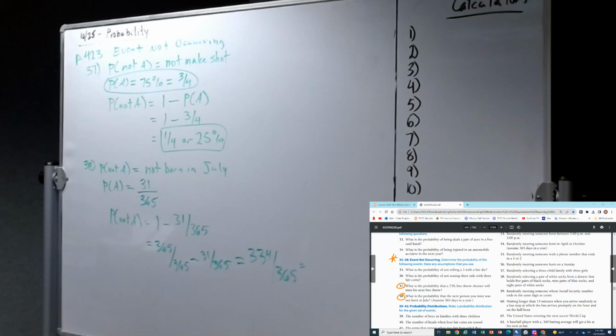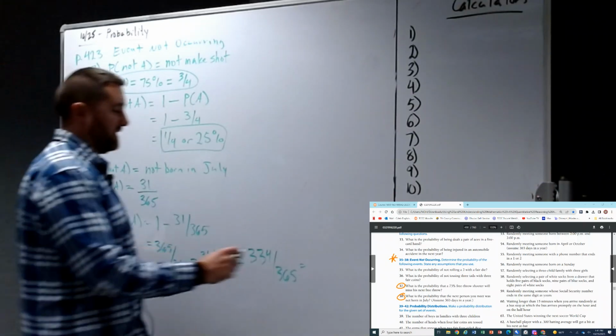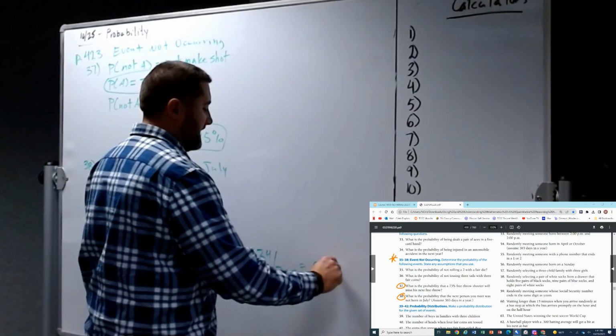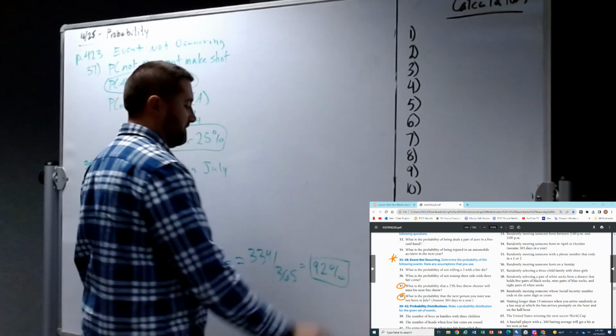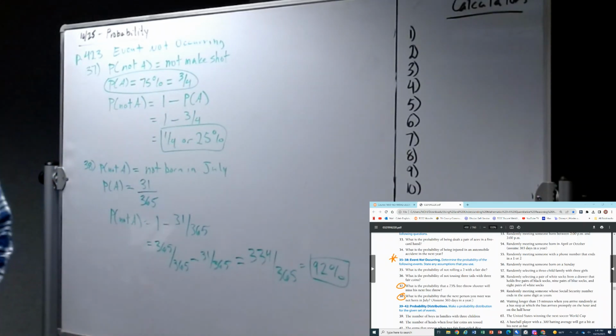I did, yeah, 334. So what percent is that? 334 out of 365. 92. Yeah, it should be pretty high. So 92% chance that somebody is not going to be born in July because you're accounting for the other 11 of the 12 months, right? Okay. Any questions on how to figure out an event not occurring?